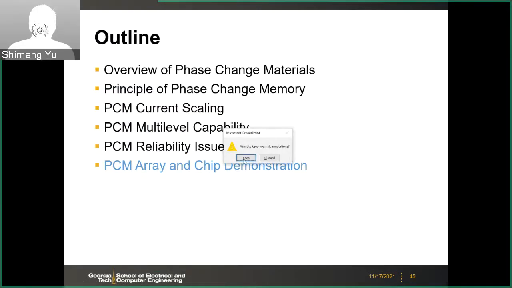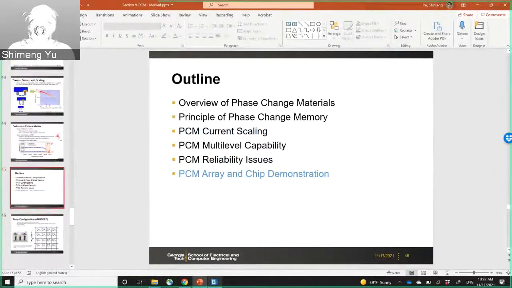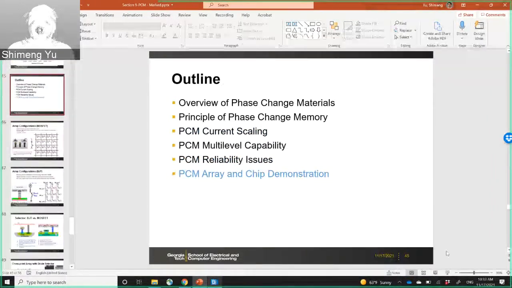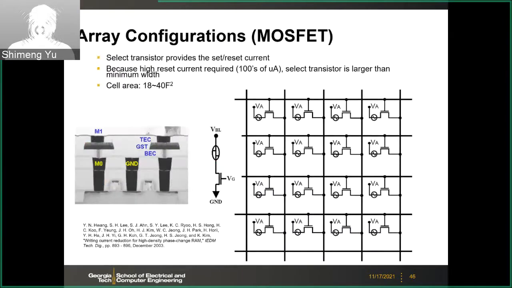All right, any questions so far? And finally, we will discuss the array level integration and the chip. So here, there are different array configurations. The first one is 1T1R, as we discussed. This is like a 1T1R array.